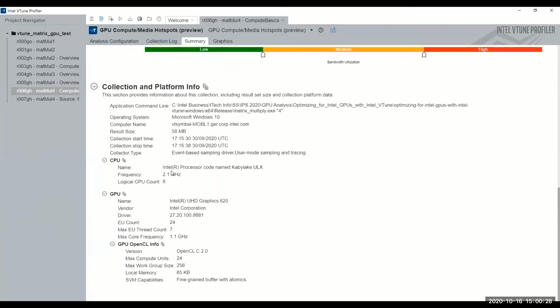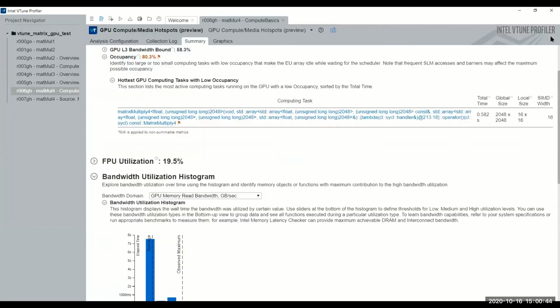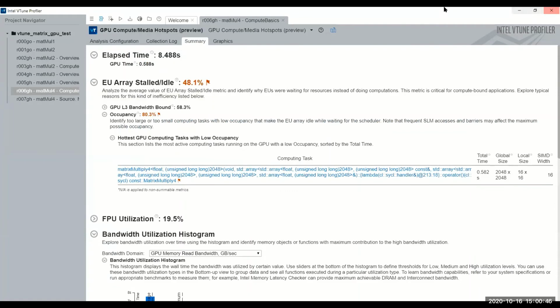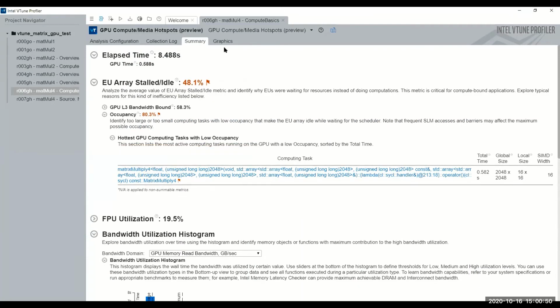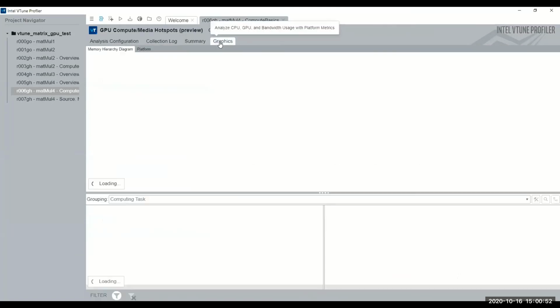By the way, in the summary, if you open this collection platform info, you can observe the name and some characteristics of your GPU which you are running on. This is the EU count, the maximum threads per EU, and so on. So this is the dynamic information collected by VTune. So let us switch to this single matrix multiply kernel in the graphics tab.